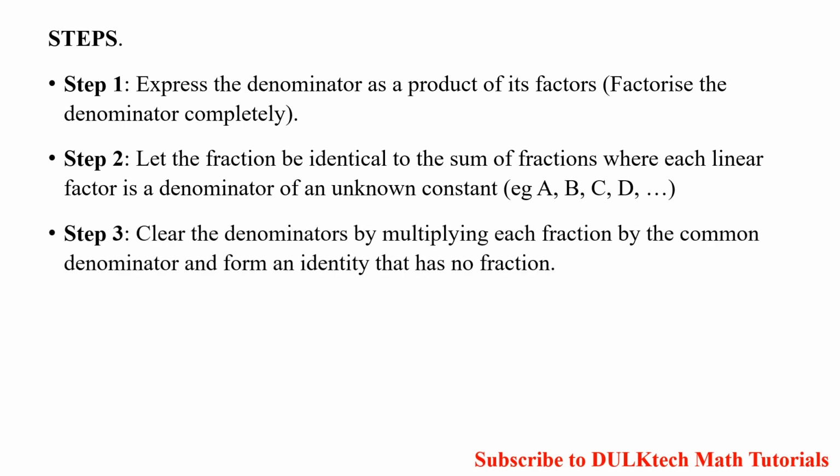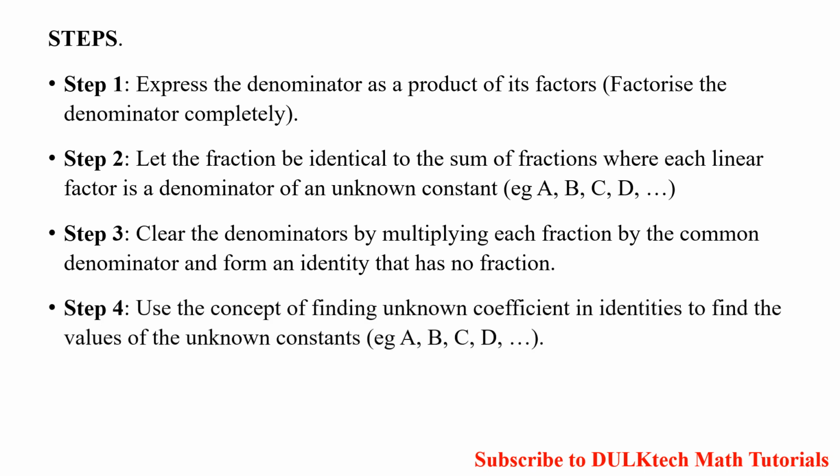Right, let's move on to the third step. Clear the denominators by multiplying each fraction by the common denominator and form an identity that has no fraction. We are now forming an identity that is independent of denominators. Right, let's move on to the fourth step. Use the concept of finding unknown coefficients in identities to find the values of the unknown constants that we have used as the numerators in step 2, A, B, C, or D.